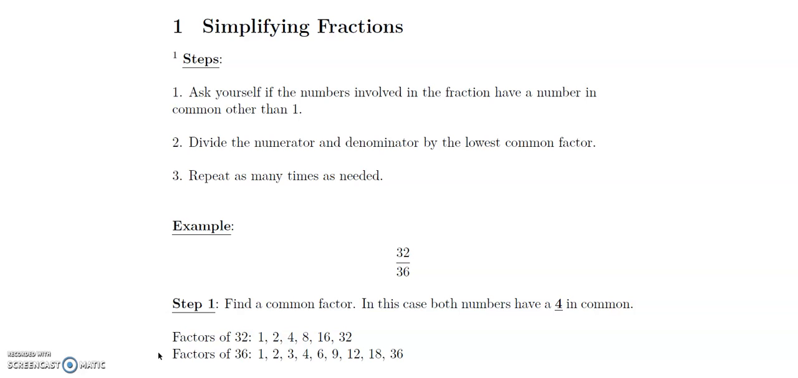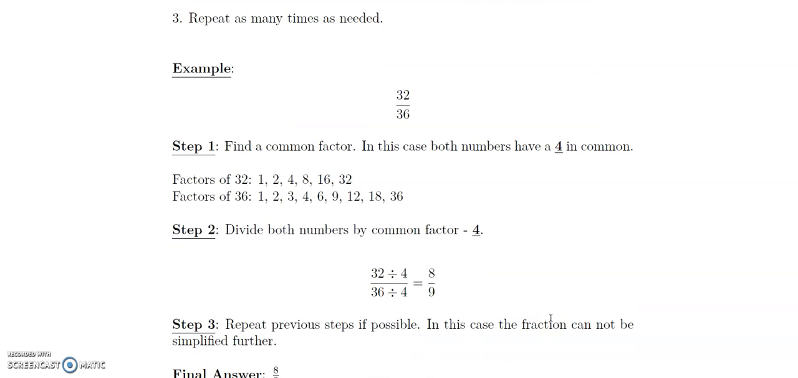Then, if they do, we need to divide the numerator and the denominator by the same number that is the lowest common factor. And if you can't always find the lowest common factor, you can use smaller numbers, and then that allows you to repeat it as many times as possible in order to find the simplest fraction.